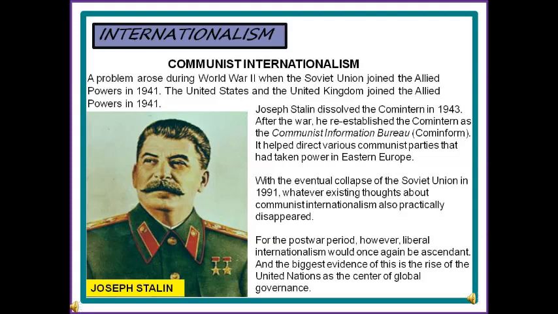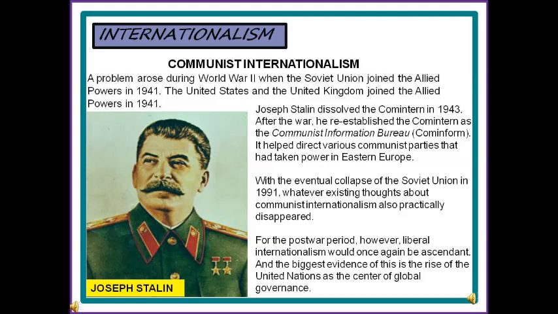However, a problem arose during World War II when the Soviet Union joined the Allied powers in 1941 together with the United States of America and the United Kingdom. Joseph Stalin dissolved the Comintern in 1943. After the war, he re-established the Comintern as the Communist Information Bureau, or Cominform. It helped direct various communist parties that had taken power in Eastern Europe. With the eventual collapse of the Soviet Union in 1991, whatever existing thoughts about communist internationalism also practically disappeared.